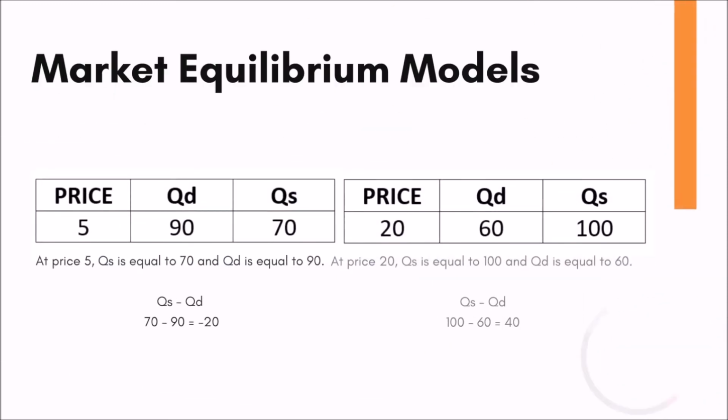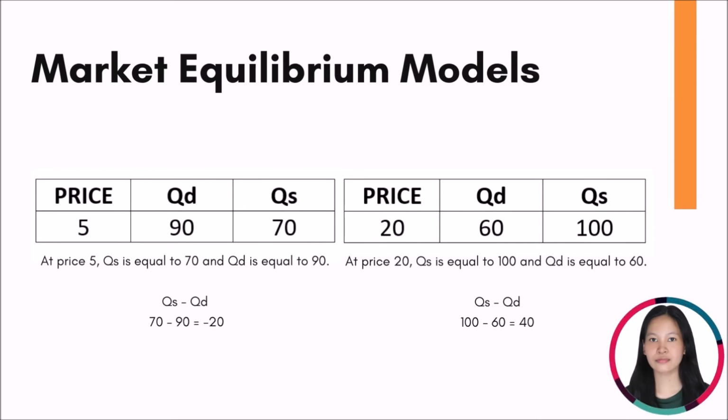To give an illustration, as you can see in the left part, at price 5, QS is equal to 70 and QD is equal to 90. So from the earlier formula, QS minus QD, in this case, 70 minus 90 is equal to negative 20. The negative sign represents shortage. Thus, there is a shortage of 20 units.